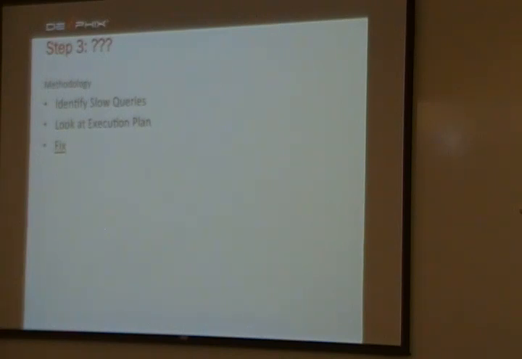So we've identified the slow queries, we've looked at the execution plan, now we fix it. Well, how do we fix it? I don't know about you, but this is what I see at customer sites: okay, Oracle got it wrong, let's analyze the stats. Oh, it's still slow? Let's run the stats again. Oh, it's still slow? Let's run the stats again. So, bad news.